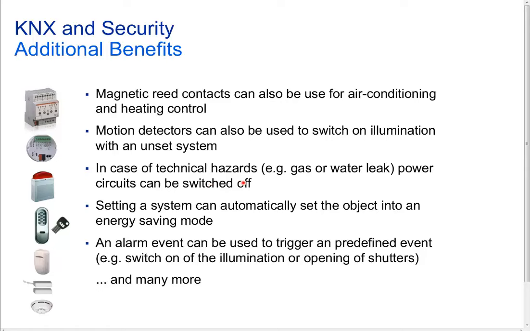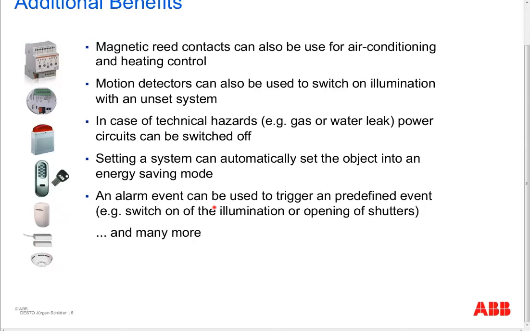In any technical incidents, you switch off the electrical power of some circuits to reduce any further danger in the building, or to disable this completely. If you set your alarm system, you can bring your home into standby mode to save energy, for example, reduce the temperature, as I said, point of the temperature control. Or any other event can take place if you set your system, if you have any alarm.